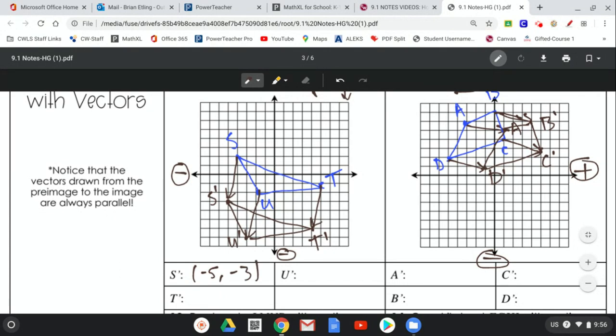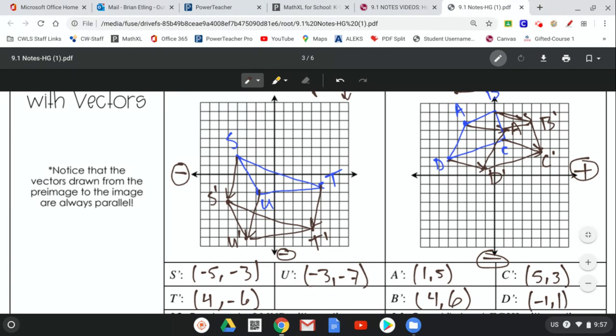T prime is going to be at 4, -6. U prime is going to be at -3, -7. And then if we're looking over here at A prime, that is going to be at 1, 5. B prime is going to be at 4, 4, 6. C prime is going to be at 5, 3. And D prime is going to be at -1, -1, 1. All right, so those are our coordinates.